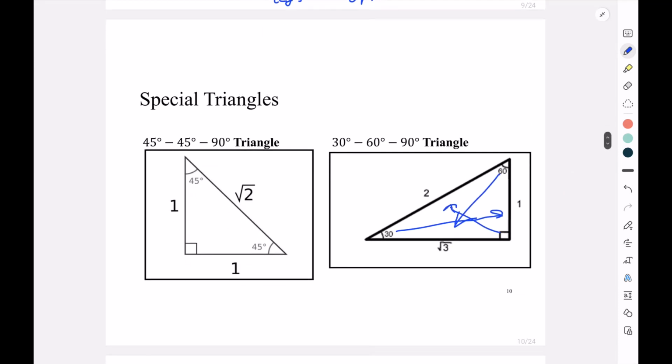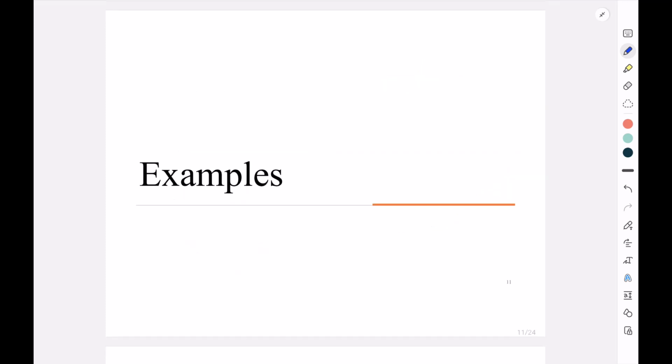Whenever you have to use a reference, so if you have something like this, whatever your angle is in the blue, then that will be whatever angle or special triangle you will have to use. Sometimes it's a 45, sometimes it's a 30, and sometimes it's a 60. It just depends on where it lies.